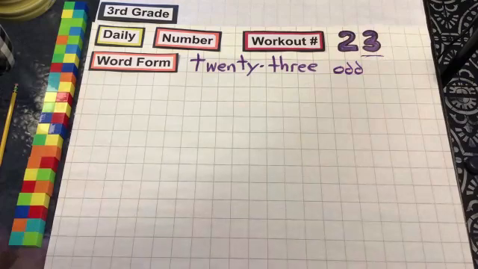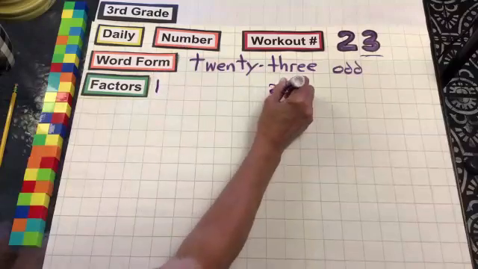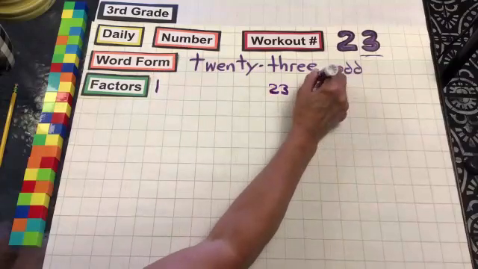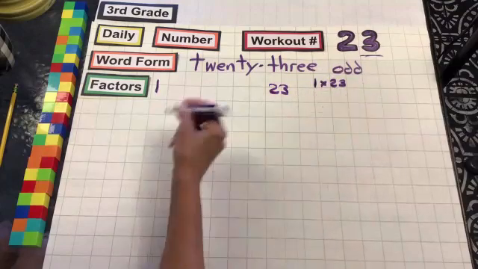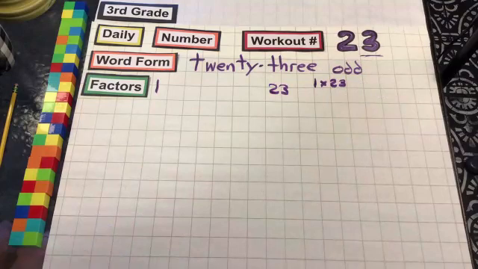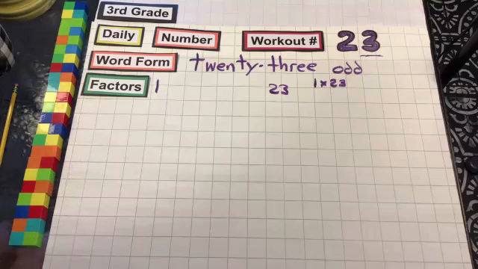Let's move on to factors. So we know 1 times 23 is 23. So we write out the factor pair right here, 1 times 23. 2 doesn't go in because it is an odd number. 3 doesn't go in because when we're counting by threes, we go 18, 21, 24. So we pass it up.